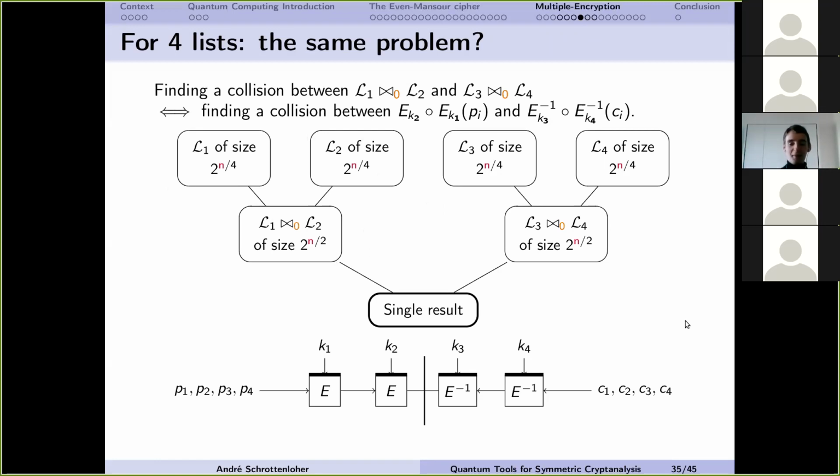And in the 4 encryption setting, this means we take all the possible pairs of keys K1, K2, all the possible pairs of keys K3, K4, and we look if there is a match between how they map the plaintext and the ciphertext backwards.